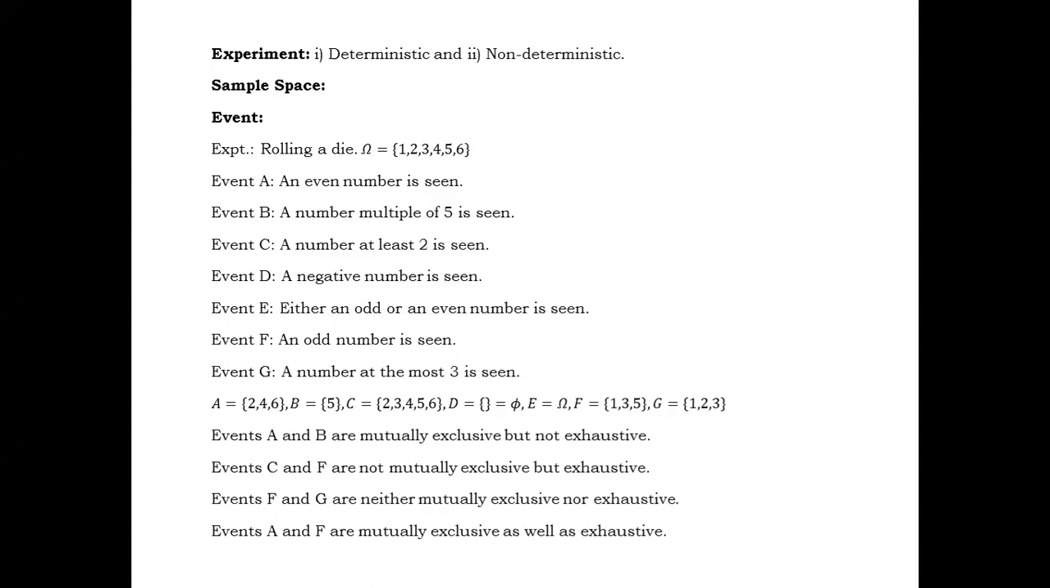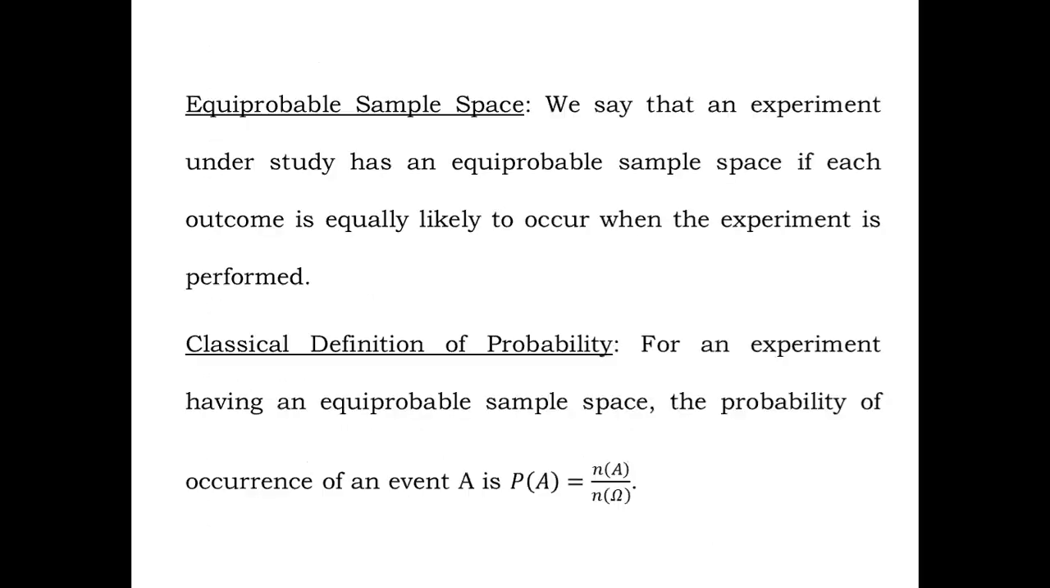For a given sample space, you can define any event A. Definitely, as soon as we define an event A, automatically another event A complement is defined. And for any experiment, events A and A complement are mutually exclusive. Yes, because A intersection A complement is phi. And also exhaustive because A union A complement is equal to the sample space. So this is a very obvious and important thing: for any experiment, events A and A complement are always mutually exclusive as well as exhaustive.